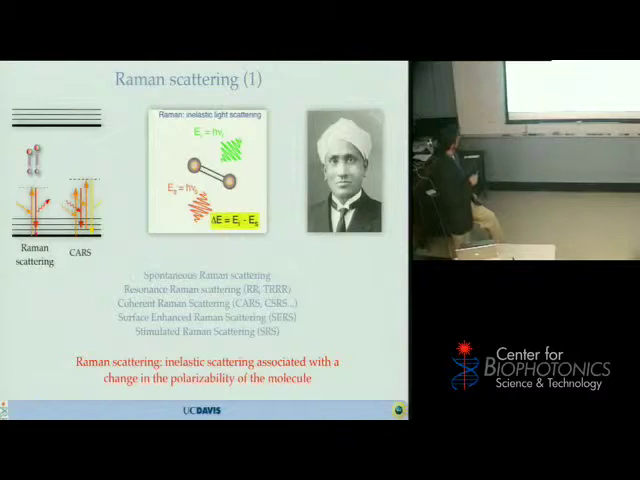You can imagine if you have more vibrations, you have more peaks. Each vibration will give you one peak. So, therefore, Raman scattering can be very specific to molecules. And it has been used as an analytical tool to identify molecules. So, it would be like a mass spec, but would work with light.